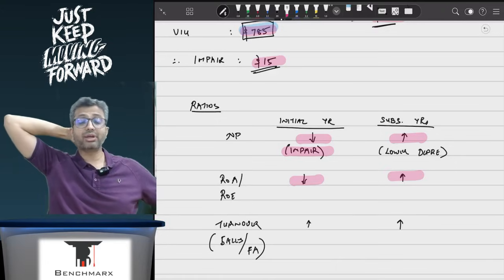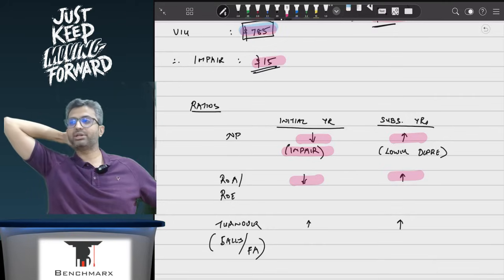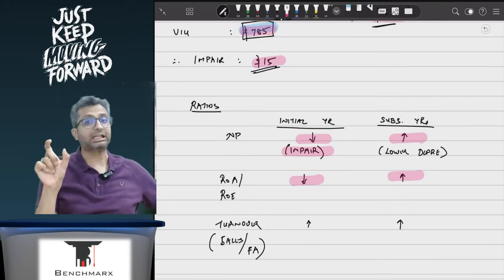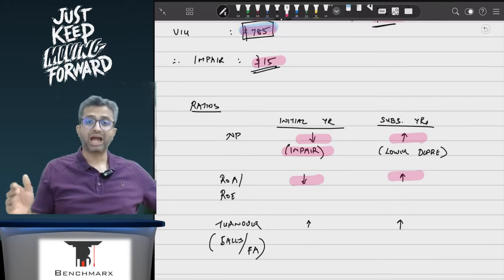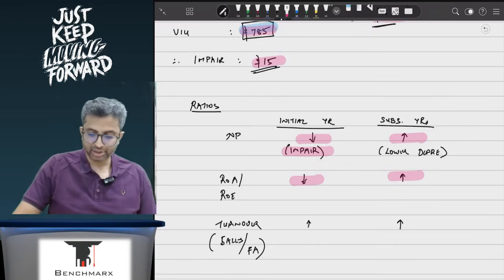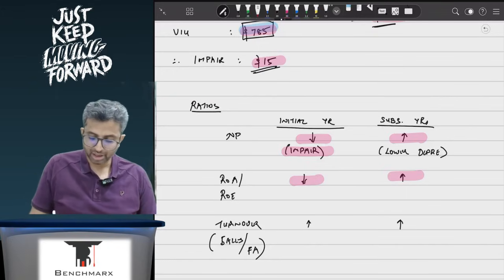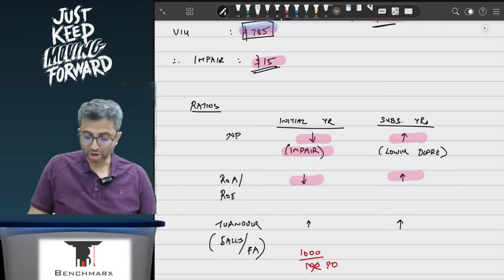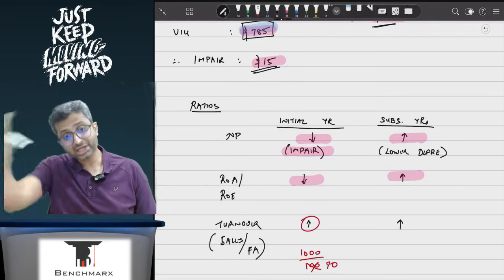Now, in the year when there is an impairment, your total assets will shrink, as compared to a situation where there is no impairment. Earlier, let's say your sales were 1000 and you were doing 1000 divided by 100. Now you do 1000 divided by 70, and hence your turnover ratio will go up. And this will also be the case in later years.